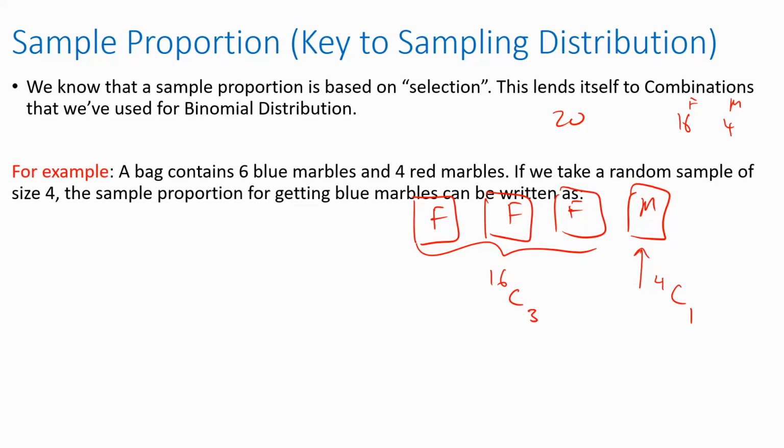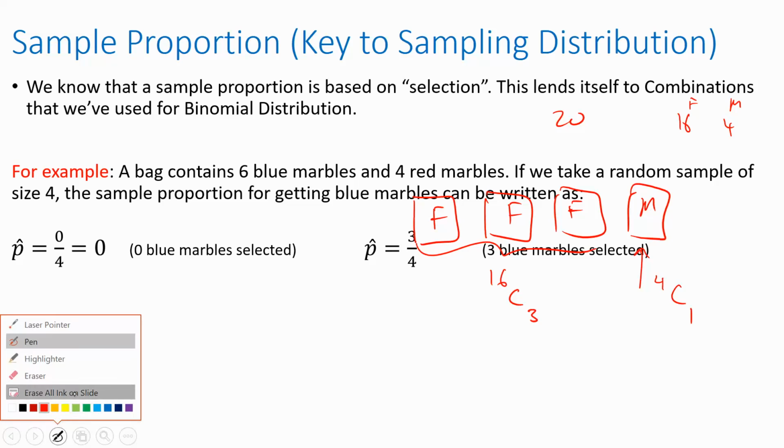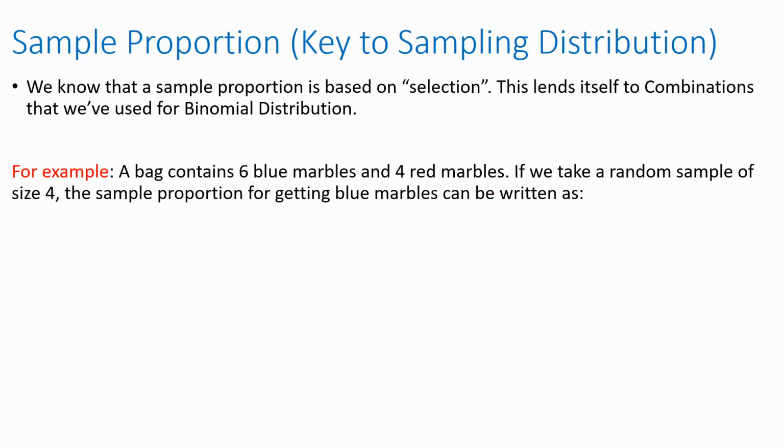Now, let's take this example. A bag contains 6 blue marbles and 4 red marbles. If we take a random sample of size 4, the sample proportion for getting blue marbles can be written as... Now, before you even start this question, what I want you to understand is, what is my population? My population is the total number of marbles I have. Now, my population has n equals 10. Agreed? And then my sample is what I'm choosing. I'm choosing a sample of 4. So this is my sample. Okay, so everyone's going to have a different sample.